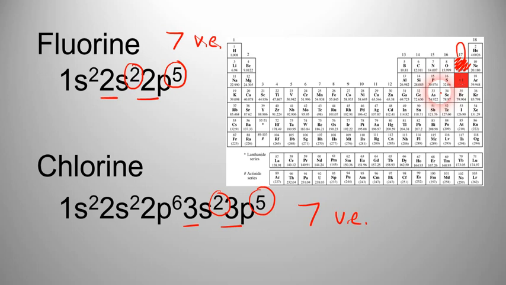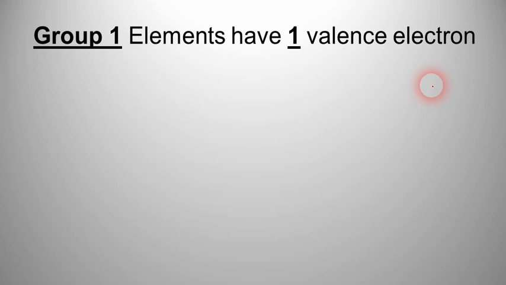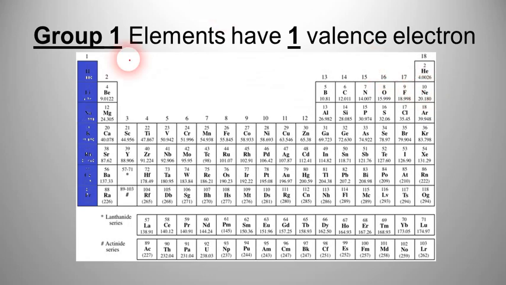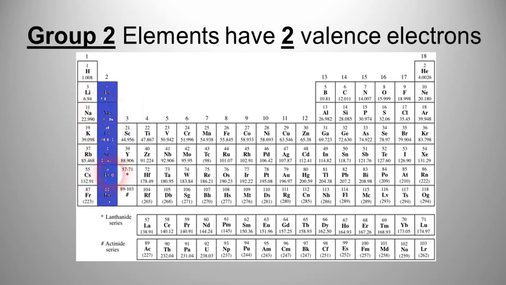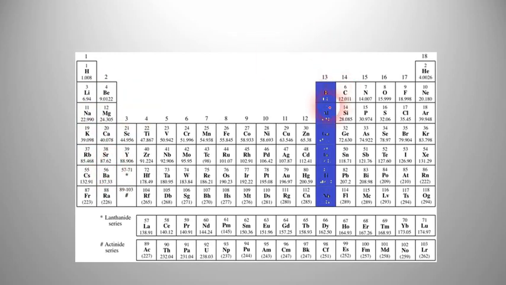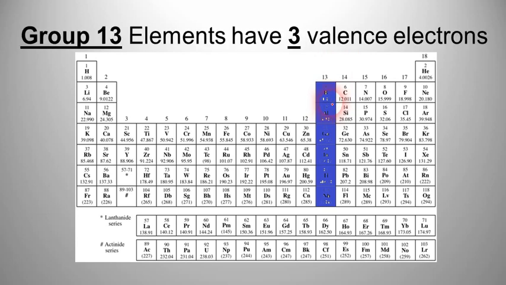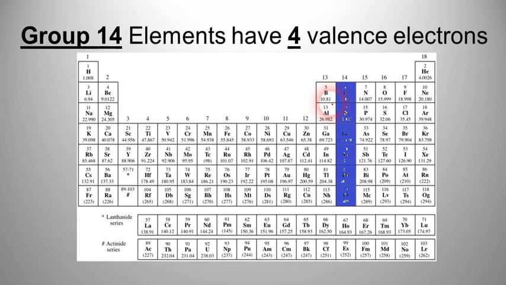In fact, we could do this for the entire periodic table. Now, time doesn't allow that, but let's look at the grouping here. All the elements in group 1 will have 1 valence electron. So that would be all these right here. They have 1. If you look at the next group over, group 2, they all have 2 valence electrons. If you want to look at group 13, those have 3 valence electrons. Group 14, those have 4. And so you can see that there's a pattern here. It seems to be pretty predictable.